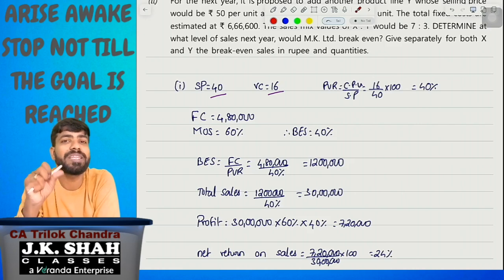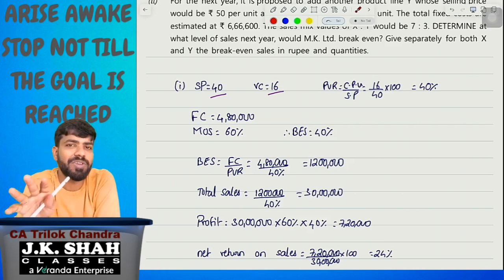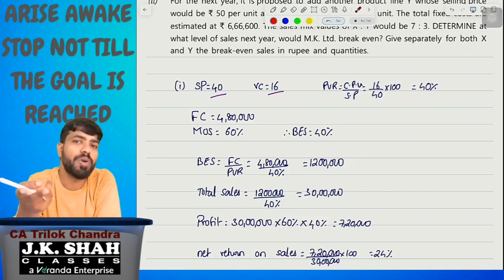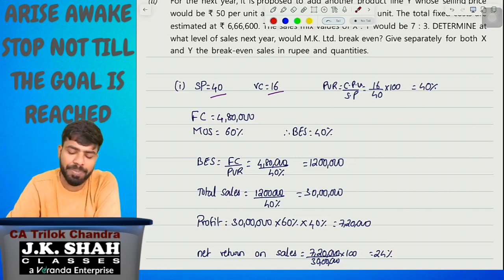Based on the situation, we have to pick the formula. If the value is in totals, first one, contribution divided by sales. If the value is in per unit, contribution per unit divided by selling price. If there is a comparison, change in contribution divided by change in sales, or change in profit divided by change in sales. I'll give you two more formulas later on. As of now, let me complete this question.